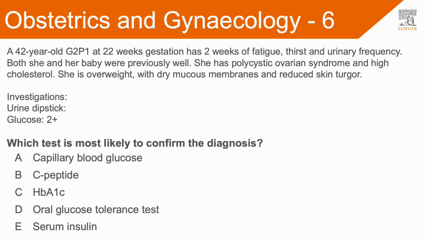A. Capillary blood glucose. B. C-peptide. C. HbA1c. D. An oral glucose tolerance test. Or E. Serum insulin. I'll just give you about 30 seconds to think about the correct answer.